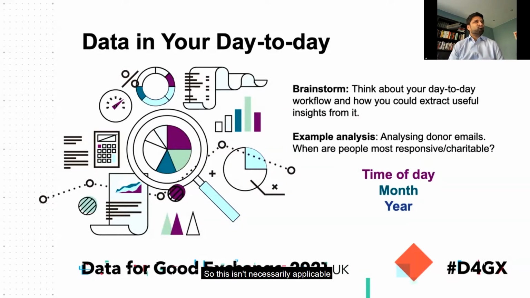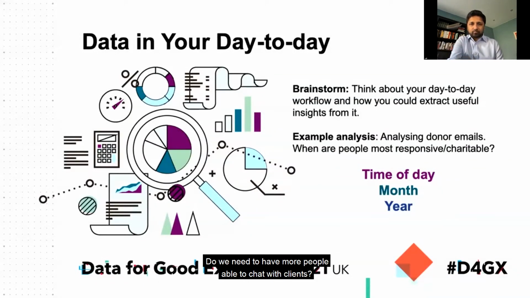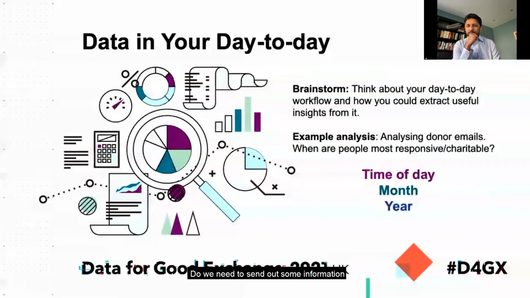So this isn't necessarily applicable to just donations, right? You could use this for any type of responsiveness that you're working with, any type of external stakeholders. For instance, to give you an example from my day-to-day, I do a live help chat with clients to help them with financial questions. And we frequently look at statistics around when there's an earnings release or something like that. Do we need to have more people able to chat with clients? Do we need to have more people on the queue? Do we need to send out some information to the people who are on the queue prior so that everyone's aware? That way, when there is an influx, we can better manage that.